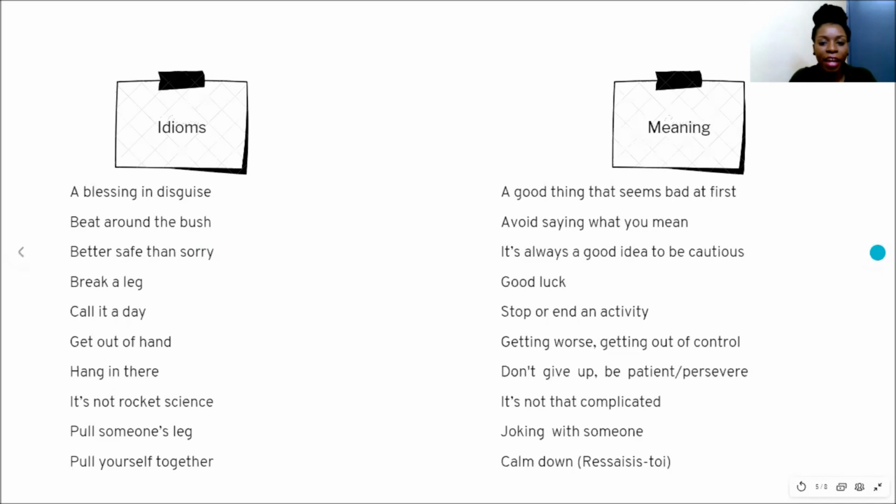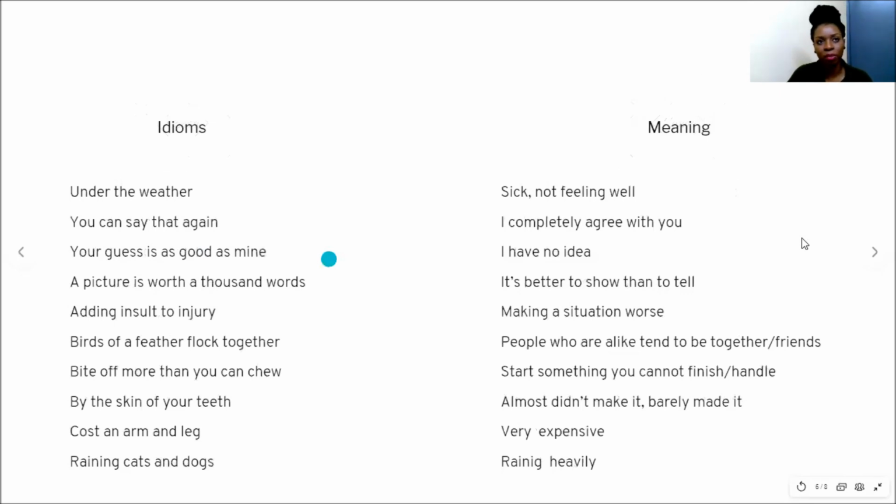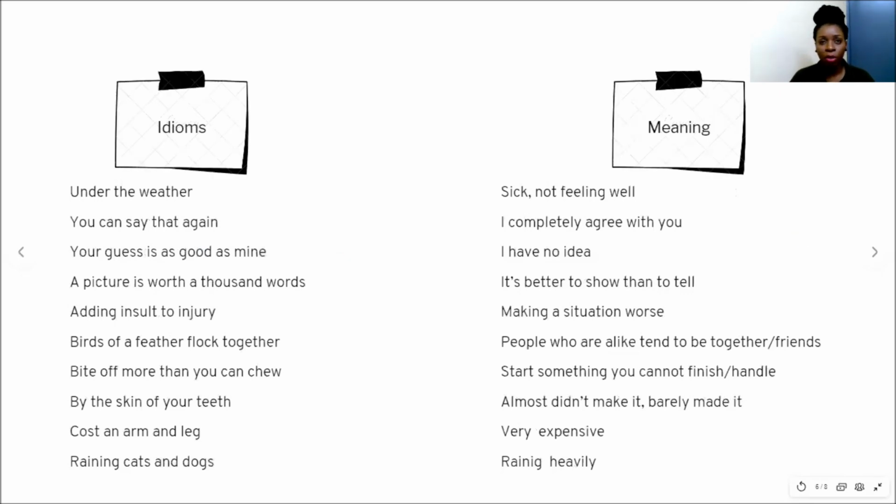Okay? I have another set of idioms, another 10. So I selected what I think are the 20 most common yet unusual idioms that you may find in the English language. So under the weather, when someone says, "Oh, I'm just under the weather today, I don't know what's happening, I just feel under the weather," it means that I'm sick or I don't feel well. It can be that I'm sick, or it can be like, I'm just having a bad day, I don't feel well.